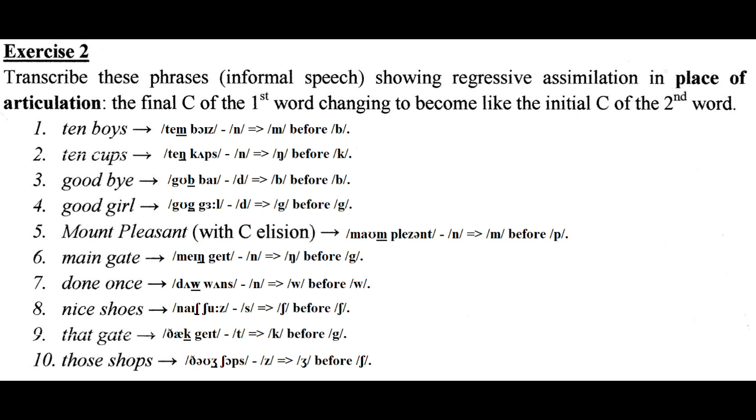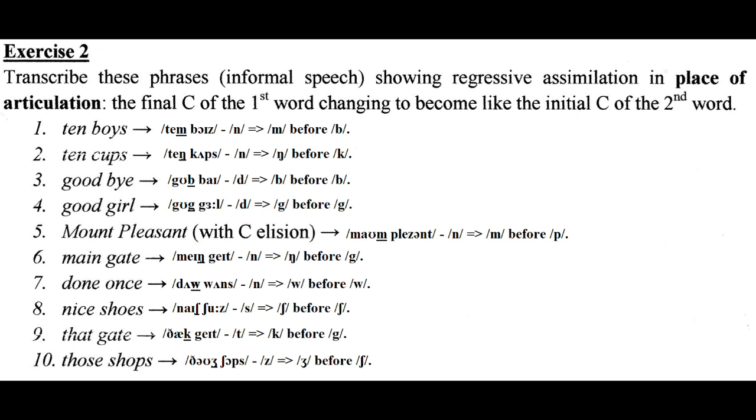Number 8, "nice shoes". It becomes "nish shoes". So we notice that the s becomes sh before sh. Again here, we don't pronounce two sh, but we pronounce it as one sh, but slightly longer than usual, and we make a linking process.